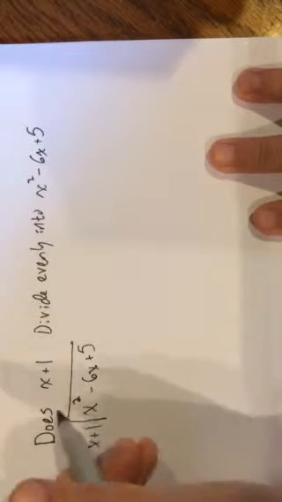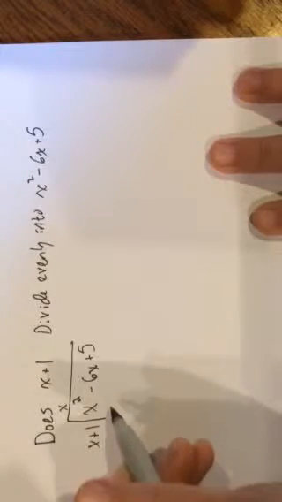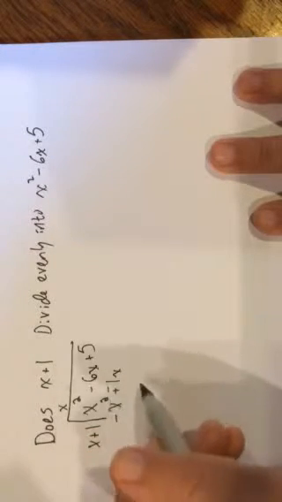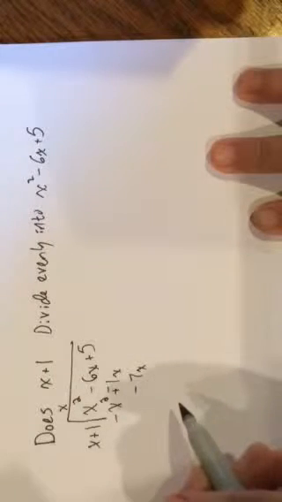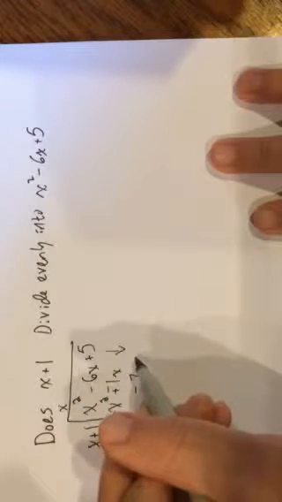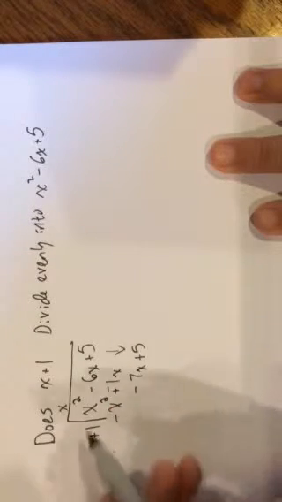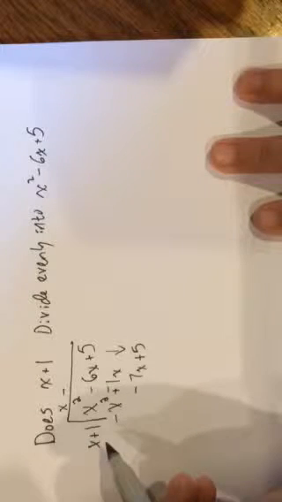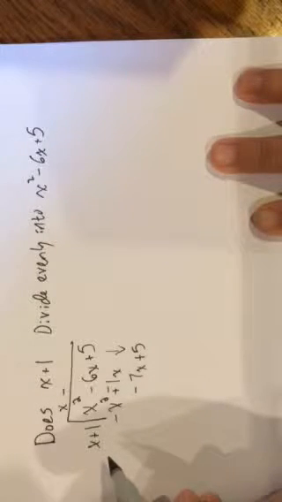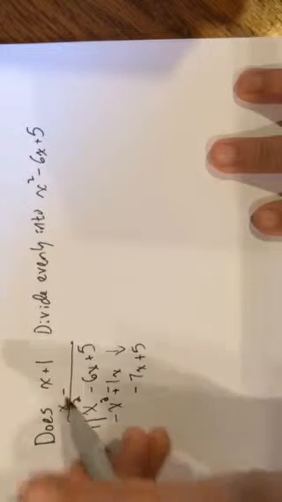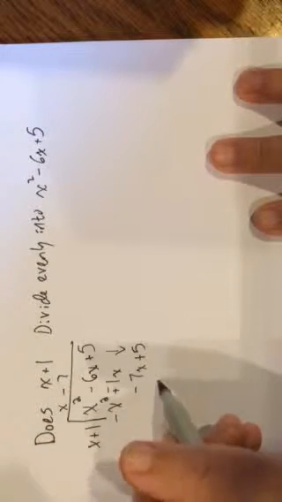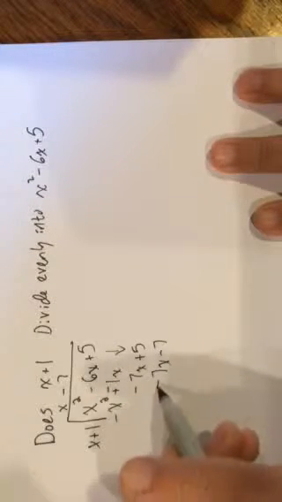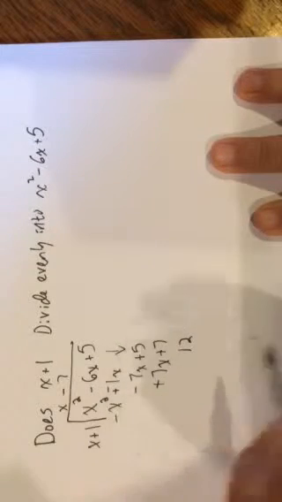What times x would give me x squared? x would. So x times x plus 1 would be x squared plus 1x. Subtract, which means change both my signs, so minus 7x. Bring down my plus 5. Okay, so what times x gives me minus 7x? That'd be a minus 7. Minus 7 times x is minus 7x. Minus 7 again, subtract, so change both my signs, and I get a 12.